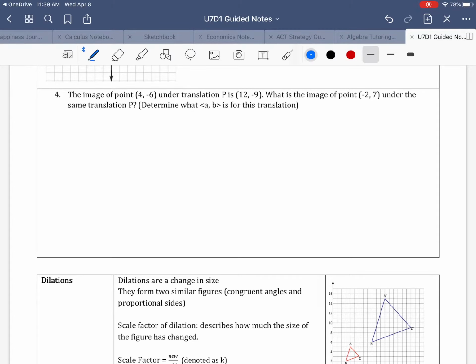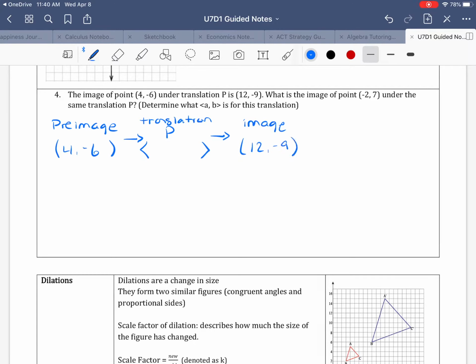What's really confusing is it actually gives us the image and the pre-image, but the way that it's worded, that's really hard to understand. So I'm going to draw it like this. Here's our pre-image, 4, negative 6. It goes through translation P, but we don't know what that rule is yet. It's some rule. And then we get our image, which is 12, negative 9.